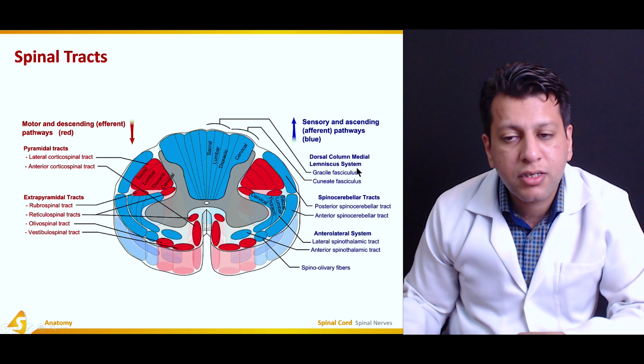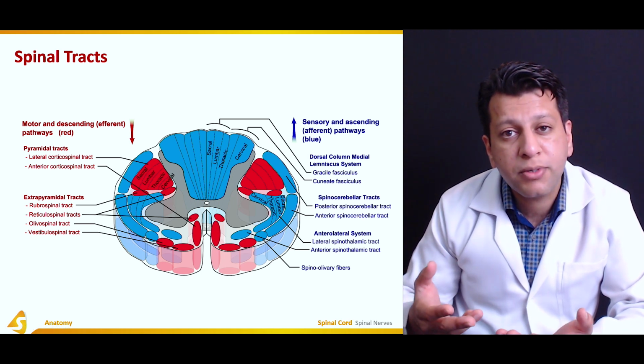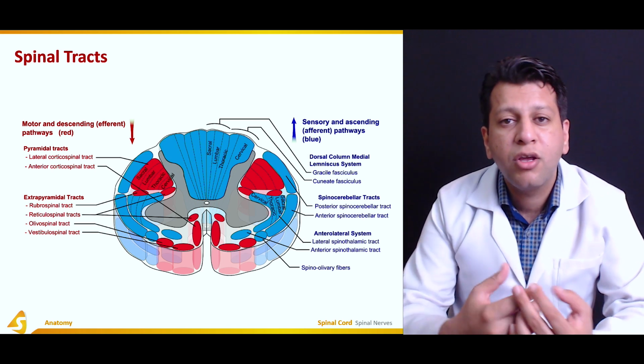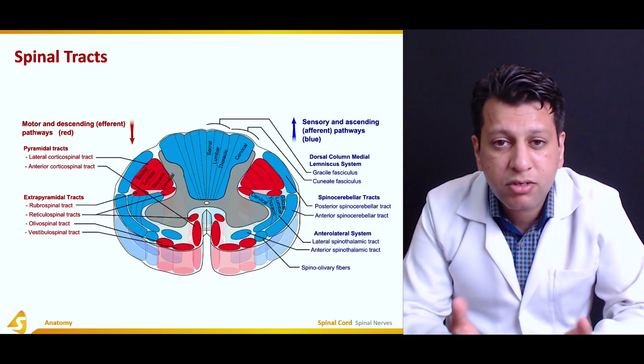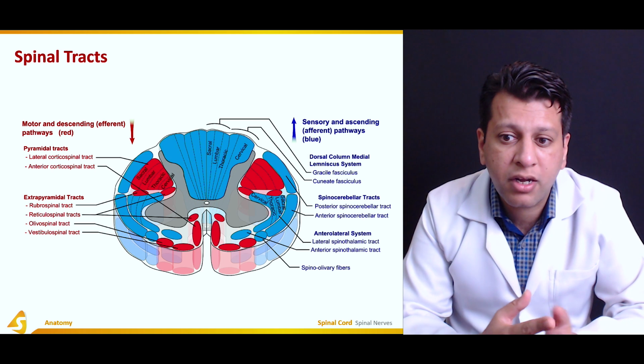Now coming to the sensory, these are the ascending tracks. These are the tracks which are going upward, taking the sensation. Mainly there are two tracks, the dorsal column track and the spinal thalamic track.